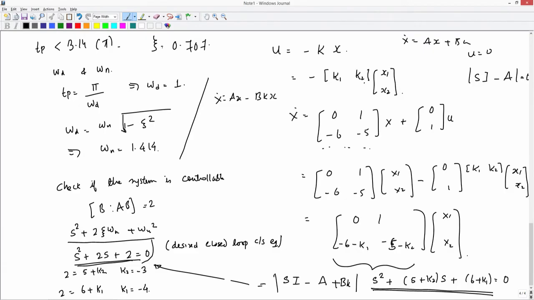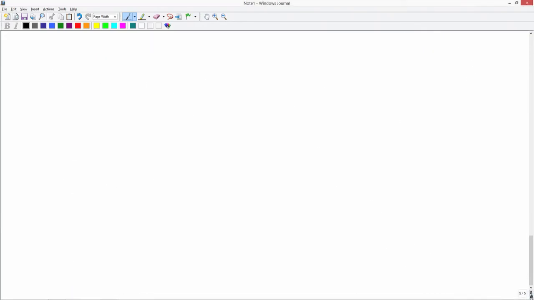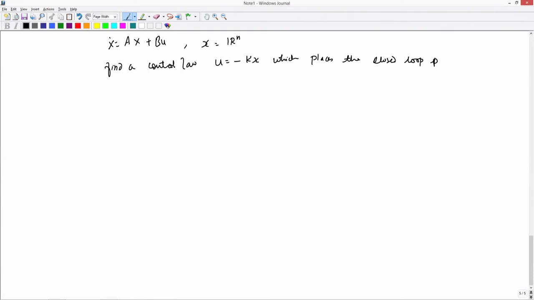Okay. So, in some problems the specifications could also be not in terms of zeta and omega n, but directly in terms of the desired closed loop poles. So, if you say that given a system x dot is Ax plus Bu, where x is in some R n, the problem could be to find a control law, again u equal to minus kx, which places the closed loop poles at some values mu 1 till mu n.